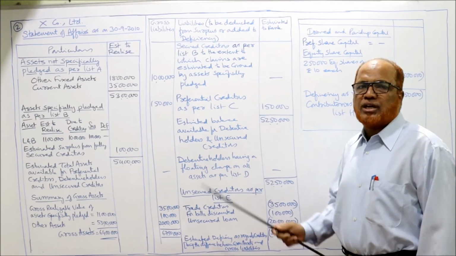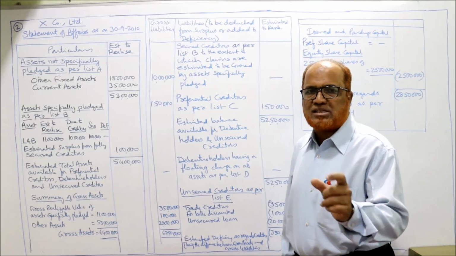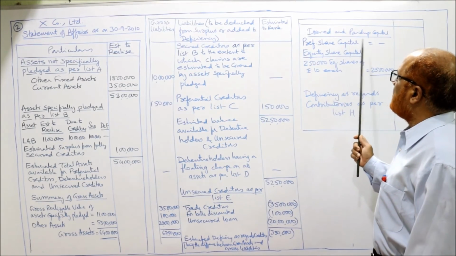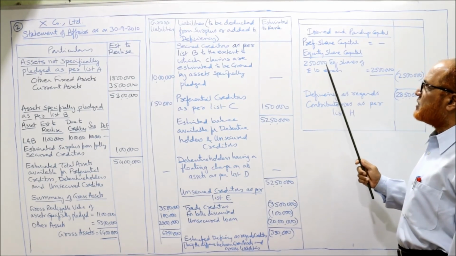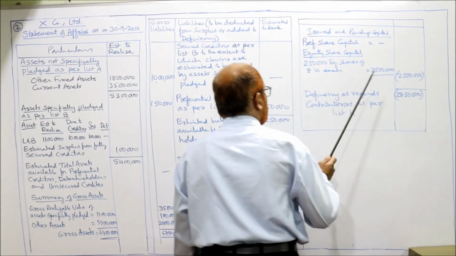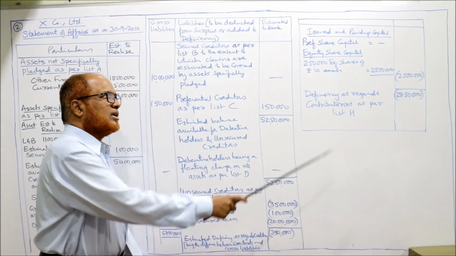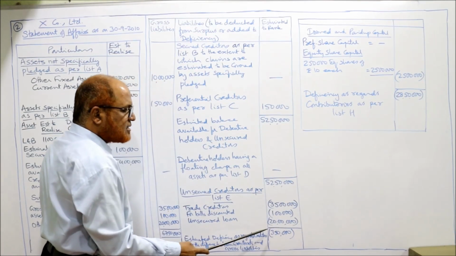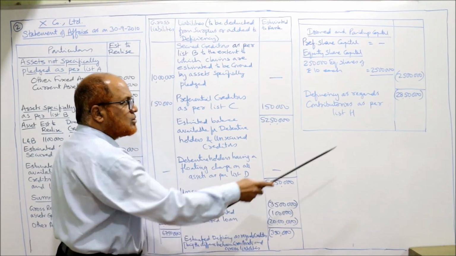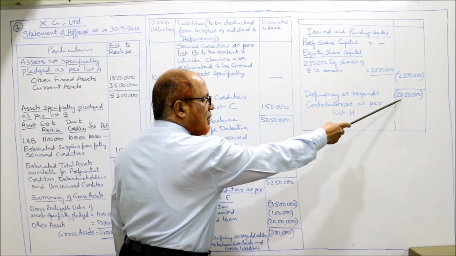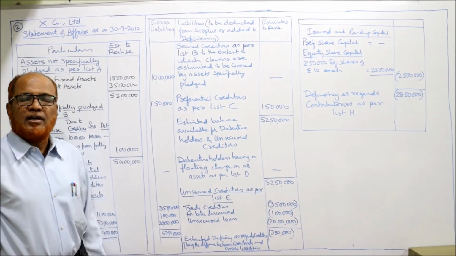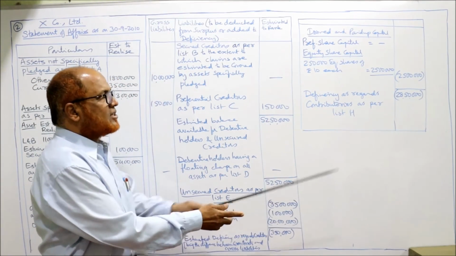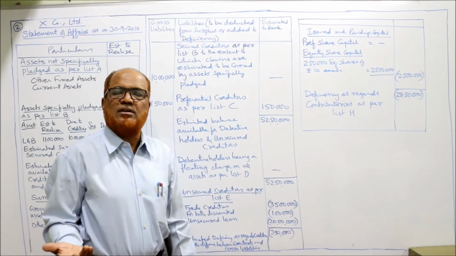Now we'll take the share capital, paid up share capital, preference and equity. Preference share capital we don't have. Equity share capital 2 lakh 50,000 equity shares of rupees 10 each, 25 lakh. Take the 25 lakh rupees in the outer column. So minus karna hai. So already minus hai. Minus 3 lakh 50,000 minus 25 lakh, you will get minus 28 lakh 50,000. This is deficiency and this 25 lakh rupees is also the deficiency.